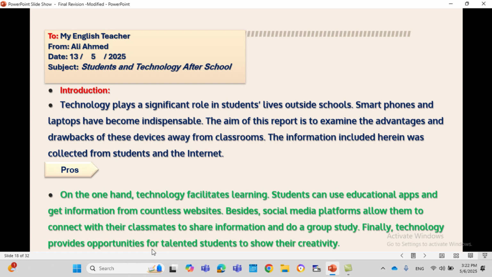Finally, technology provides opportunities for talented students to show their creativity. As you can see here, the writer listed 3 advantages or benefits of using technology. It facilitates learning. Students can log onto countless or a substantial number of websites and get information from them. Besides, as you know, social media allows them to connect with their classmates, and also you can show your talents through or via these social media platforms.